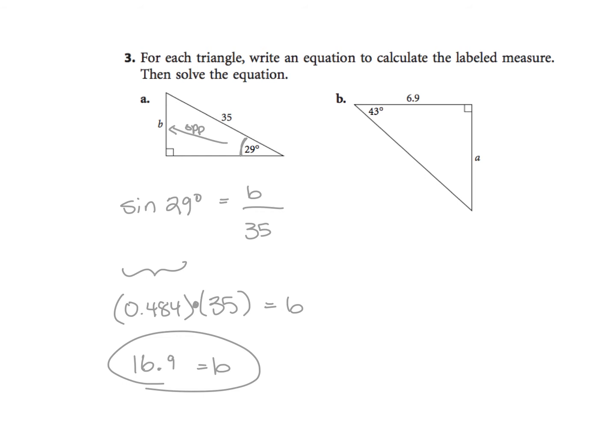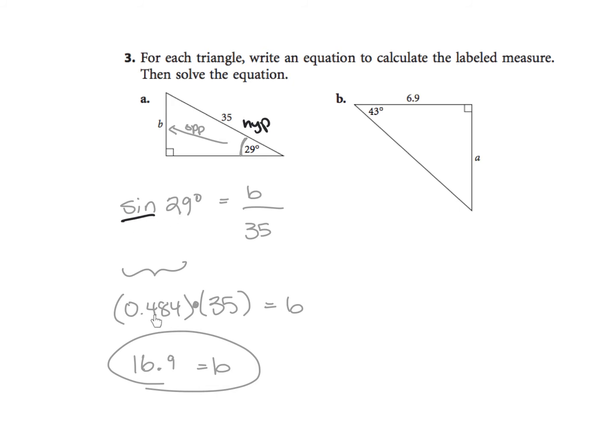For this problem, for each triangle, write an equation to calculate the labeled measure. So in this case, I was trying to find b. I identified that that was opposite this marked angle of 29, and I knew that this was my hypotenuse. So since I had the opposite and I had the hypotenuse, I knew that opposite and hypotenuse would give me sine. So I set this up as the sine of 29 is equal to b over 35.